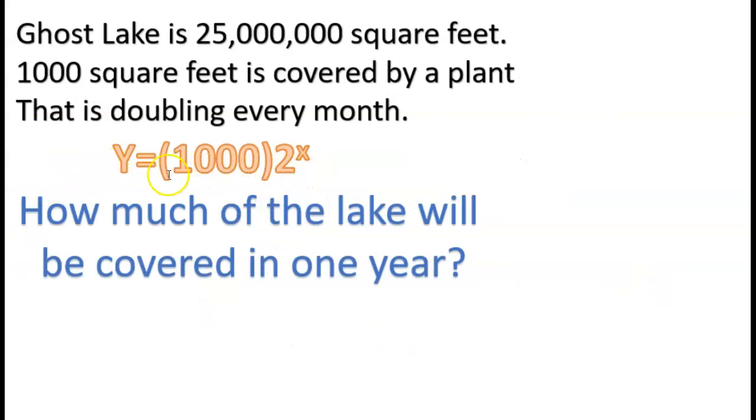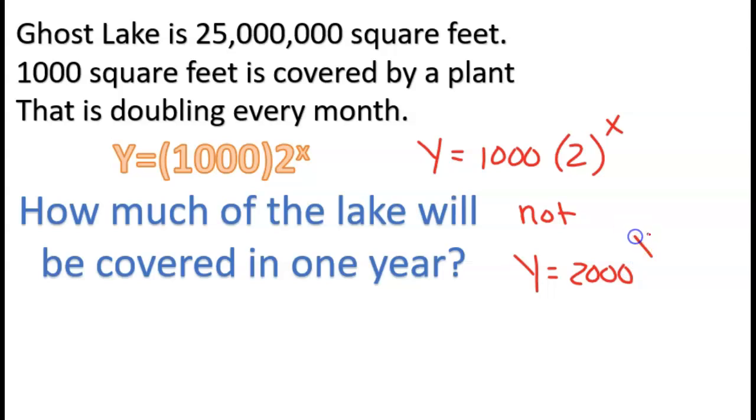So this is the equation. This is how much I start with. 2 is for doubling. Now, some people in my last class asked me about the parentheses. Here I put the parentheses around the 1,000. The parentheses is just showing multiplication. It doesn't matter whether you put the parentheses around the 1,000 or around the 2. It means they're multiplied. And you cannot multiply the 1,000 times the 2. This is not equal to 2,000 raised to the x. That's not the same thing.